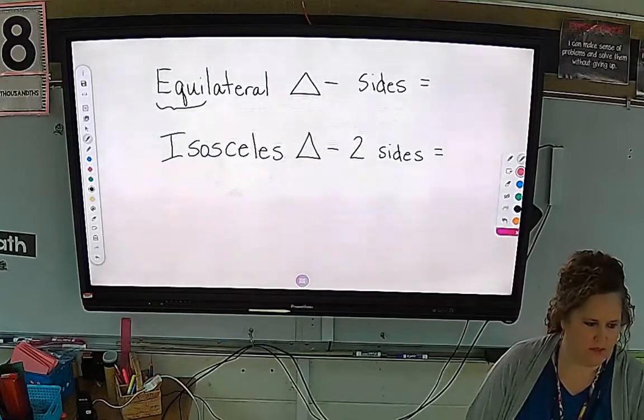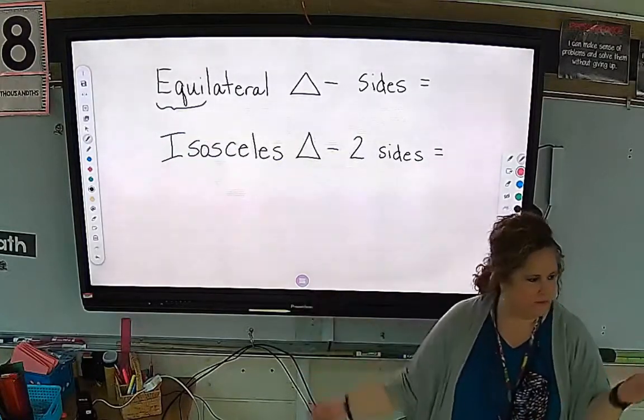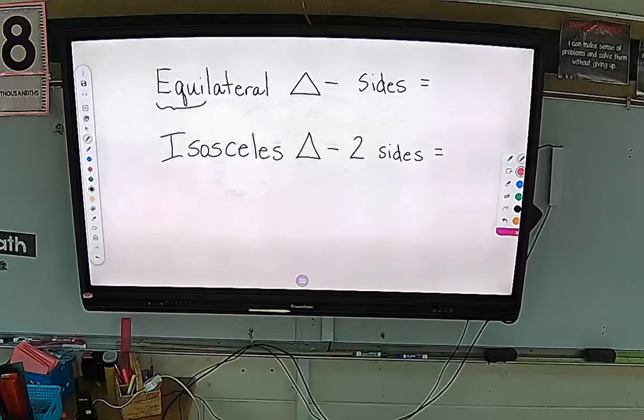Okay. We'll get to that. We'll get to the angles in just a second. Really, we're more talking about the sides right now. But did anybody measure a triangle and none of the sides were the same? None of the sides were the same.